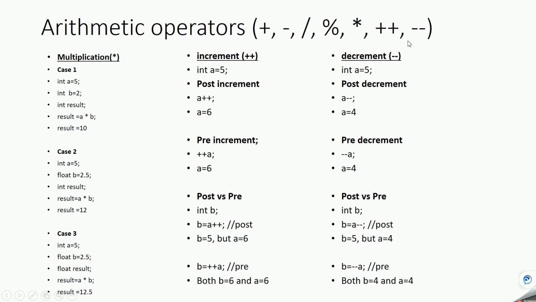Similar to that, we have the decrement operator, which is denoted by minus minus, and it works in the same way. Here we can see it will get decremented and become 4. Here also it will become 4, but in this case, since a is 5, b will be 5, but a will become 4 because first the value of a will be assigned to b and then it will be decremented. But in the pre case, first it will get decremented and then assigned to b, so both b and a equal 4.